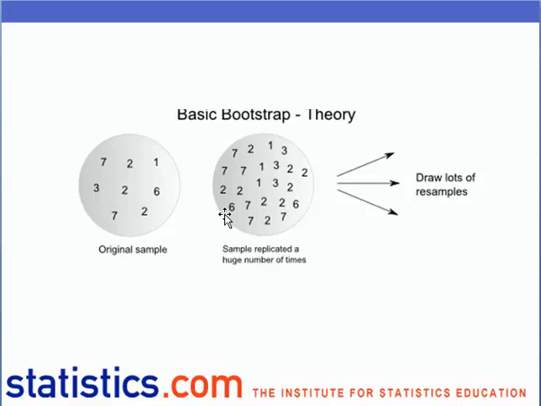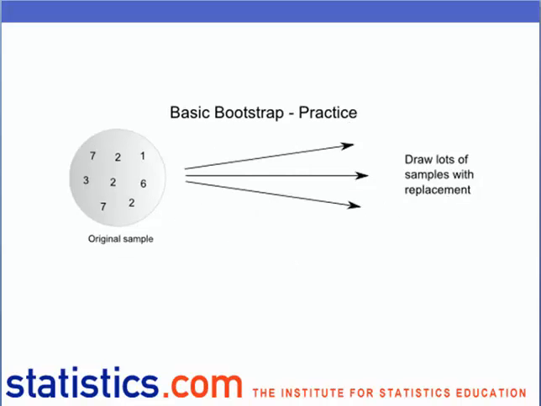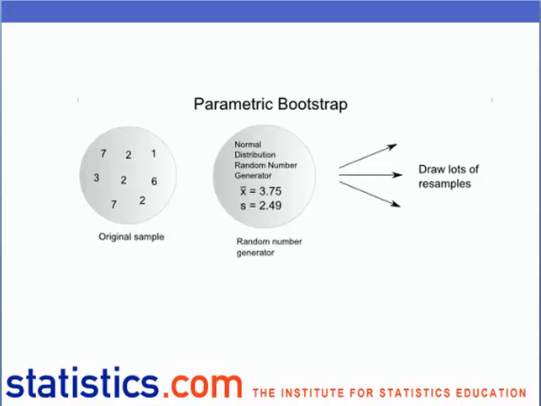Of course, we're not really creating new data here, but we are investigating the behavior of samples when drawn from a population that this sample might have come from. Now, in the actual practice of the bootstrap, we simply put the numbers back in the hat after we draw them so that we're sampling with replacement, and we skip that step of replicating the sample over many, many, many times.